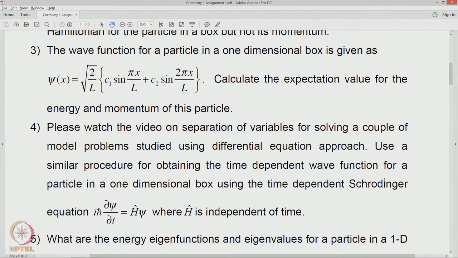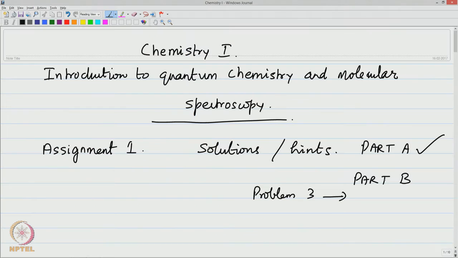Now, problem 3: the question is to obtain the expectation value. A wave function for a particle in a one dimensional box is given. It is slightly different from what you are used to, in that it is a combination of two wave functions for the particle in a one dimensional box with coefficients C1 and C2, and you are asked to calculate the expectation value for the energy and momentum of this particle. This is typically what is known as a linear superposition of the wave functions.